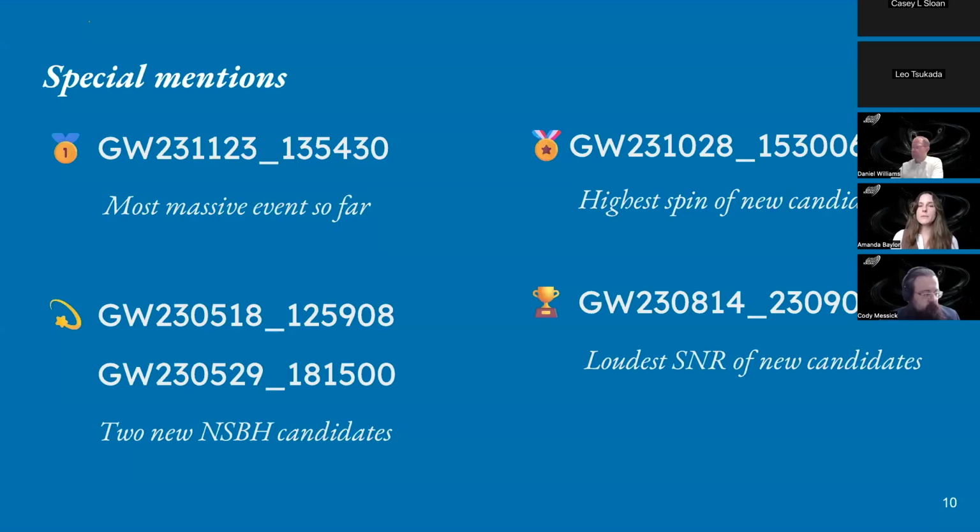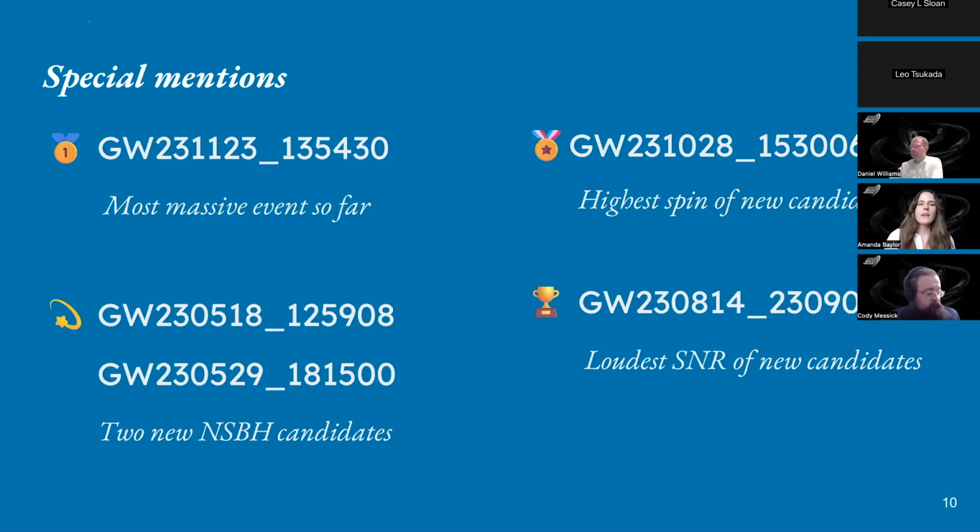So we might get multiple events in one day. It's helpful to be able to distinguish them by their UTC time or the time they were detected. So GW231123 is the most massive event we've seen so far in any of the catalogs, and this was also published as a special event paper by itself. The masses top out at a total mass of around 236 solar masses.